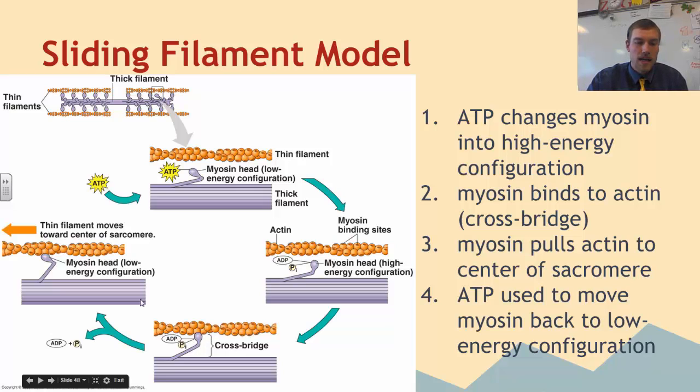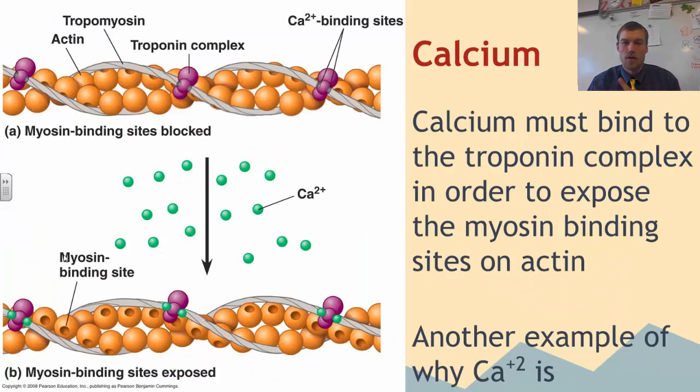And after it does that, it is then going to be pulled. When it pulls, it is going to pull the actin towards the center of the sarcomere, which is going to contract. And then an ATP is added on. When it is added on, it changes into the low energy conformation, which is then going to release the filament, and the filament is going to then relax. And that cycle repeats itself over and over again.